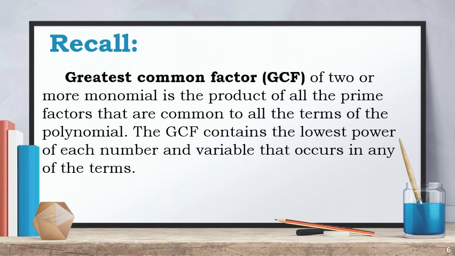But before we proceed with our discussion, let us recall the concept of the greatest common factor, or the GCF. Can you still remember the GCF? The greatest common factor, or the GCF, of two or more monomials is the product of all the prime factors that are common to all the terms of the polynomial. The GCF contains the lowest power of each number and variable that occurs in any of the terms.